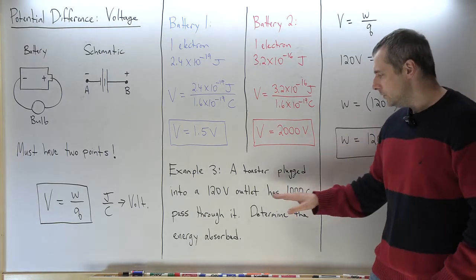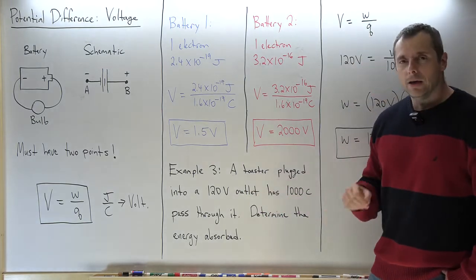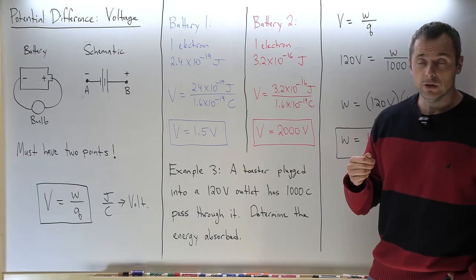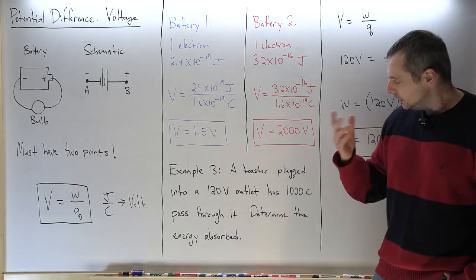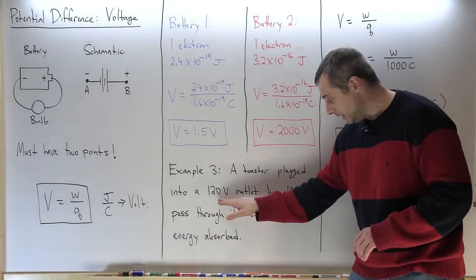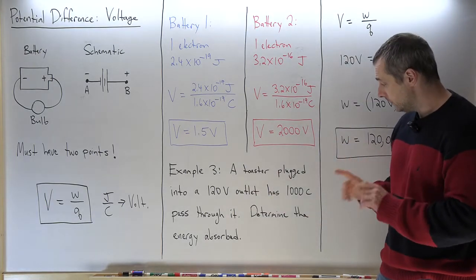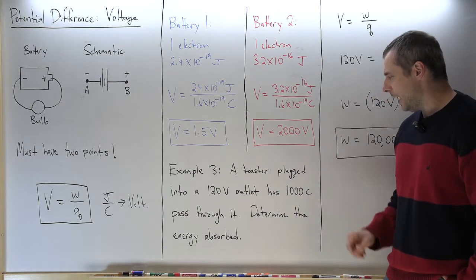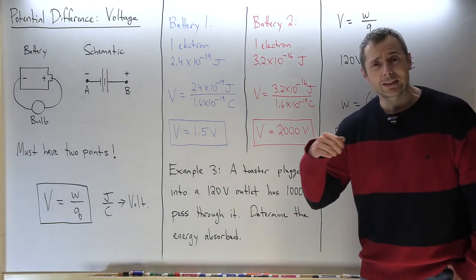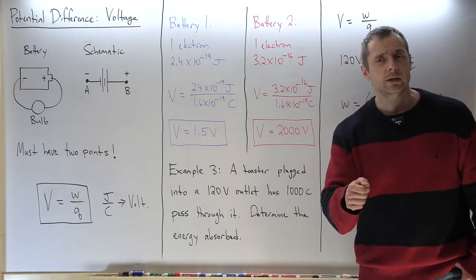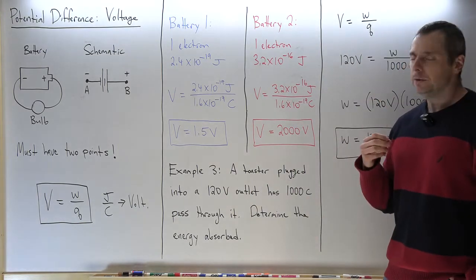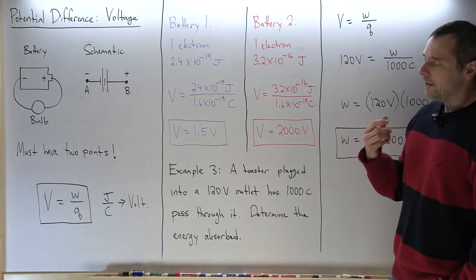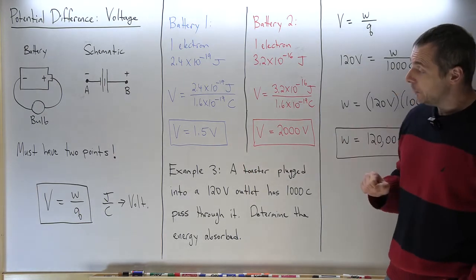A toaster plugged into a 120 volt outlet. That, as I mentioned, is the voltage of the outlets in the United States. In Europe, they're 220, higher voltage, but that's just what the United States chose to run its circuits at. Let's suppose this outlet now has 1,000 coulombs pass through it. Your toaster uses a lot of charge when you plug it in. Now I want to determine the energy absorbed by the toaster from the electricity. So energy, the joules, that's the W in that equation.